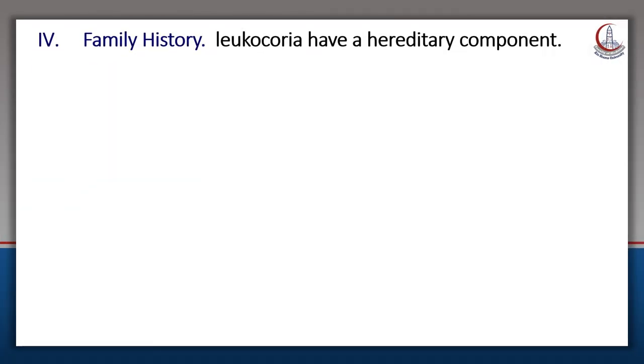Also, family history: how many brothers and sisters does the child with leukocoria have, were they examined, and what was the result of their examination? Is there a family history of similar disease?